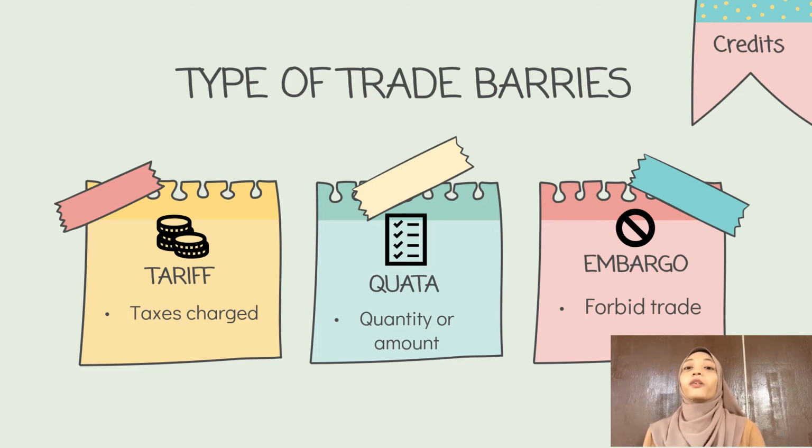The third one is embargo. What is embargo? Embargo is a government order that restricts trade with a specific country. Embargo is created as a result of unfavorable political or economic problems between countries. For example, the Malaysian government forbids us from buying products produced from Israel. That's all from me.